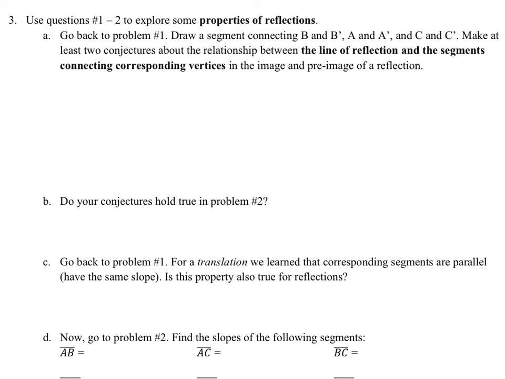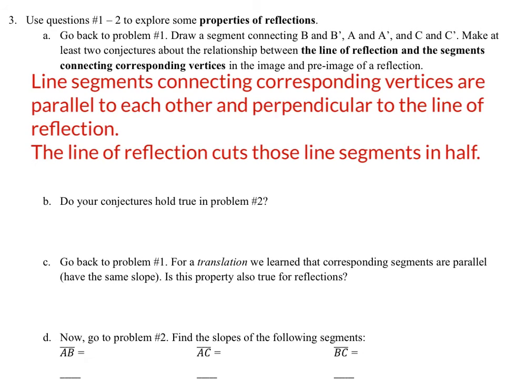We're going to make at least 2 conjectures about this relationship between the line of reflection and the segments connecting corresponding vertices in the image and pre-image of a reflection. All that means we're going to write some sentences about this, okay? All right, here are the 2 that I have. So specifically the line segments connecting corresponding vertices are parallel to each other and perpendicular to the line of reflection.